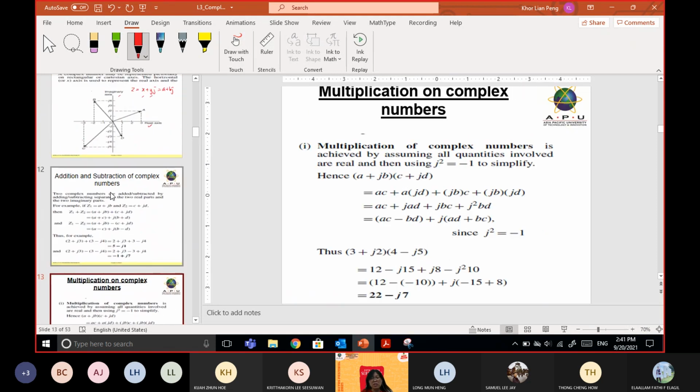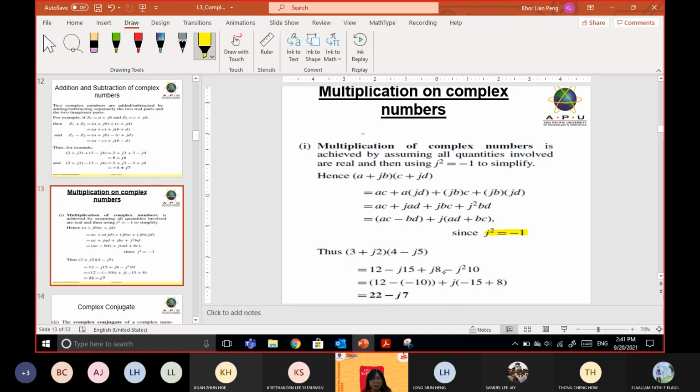Addition and subtraction means we have to do the real part and the imaginary part separately. When it comes to multiplication, you just expand it as usual. The only thing you need to take note of is that the j squared you obtain can be replaced with -1. Other than that, it's the same as a normal expansion in algebra.